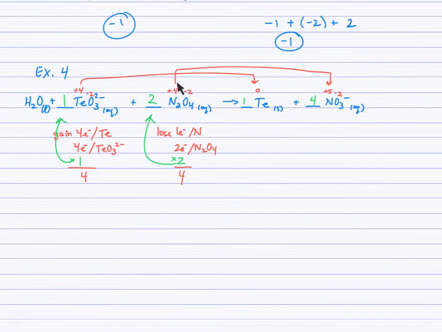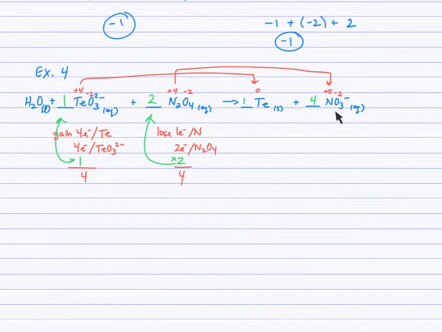For nitrogen, it's changing from +4 to +5, and so that's 1 electron being lost per nitrogen. Because there are 2 nitrogens in the formula, 2 times 1 is 2 here. So it's 2 electrons per N2O4. Lowest common multiple of 2 and 4 is 4. My multipliers here are 2 and 1, and they become the coefficients. Now there's 1 Te, 1 Te. 2 times 2 is 4 nitrogen, so 4 times 1, there's 4 nitrogen.